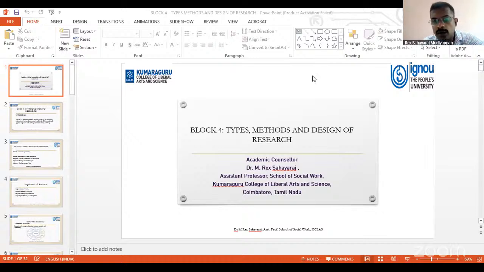Here we learn about types, methods, and design of research. This is Block 4. So what types are there? What methods are there? It's a little more exhaustive, but we will learn it.